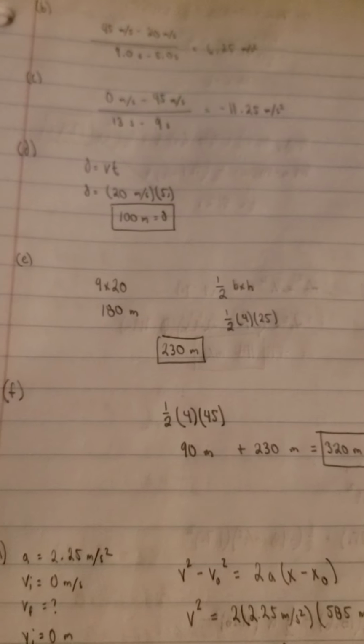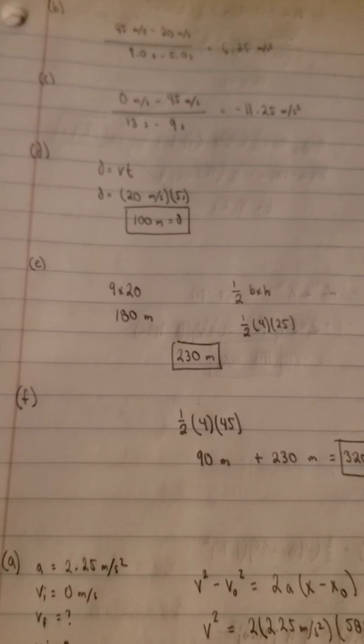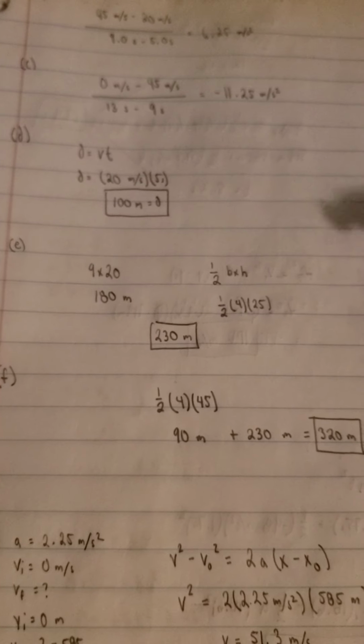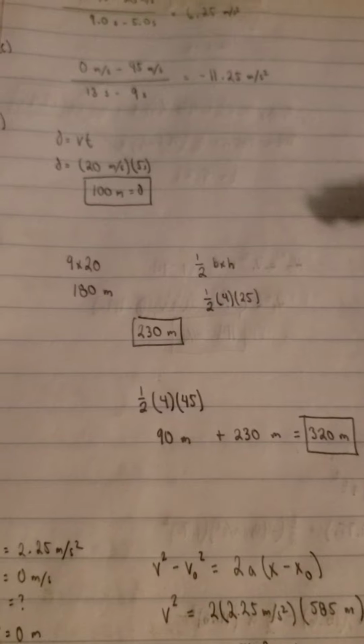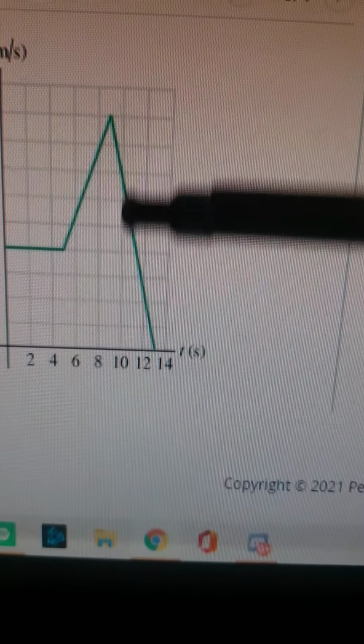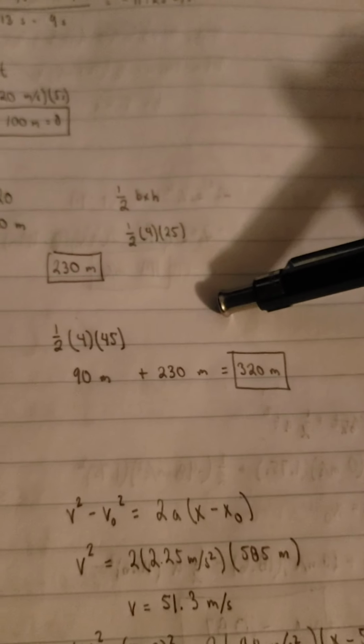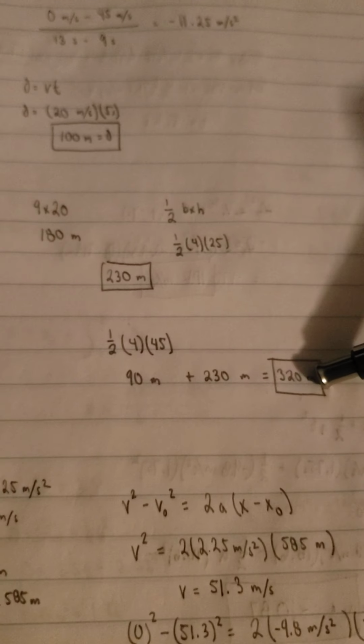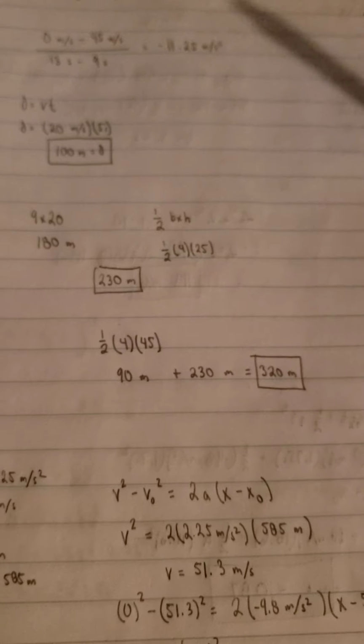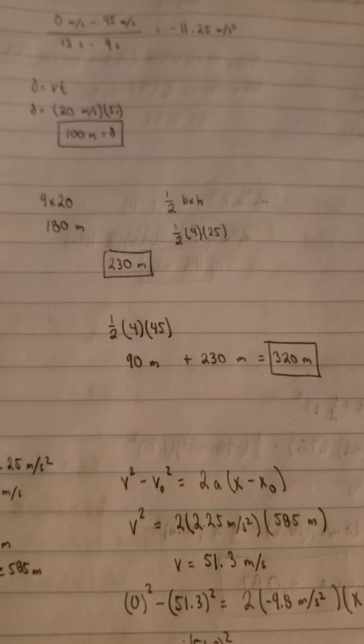And then in part F, we were asked how far the officer goes in the first 13 seconds. So we do the same thing we did earlier, except now we include this other section of the triangle. And in doing so, we end up with 320 meters. And that concludes 2.31.